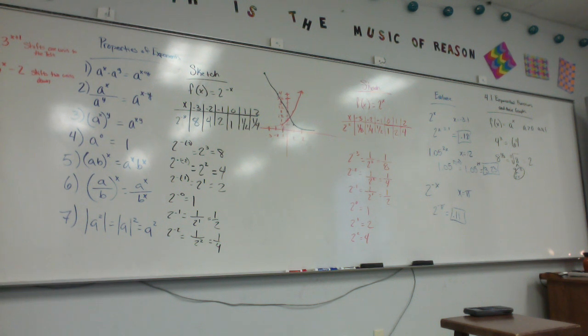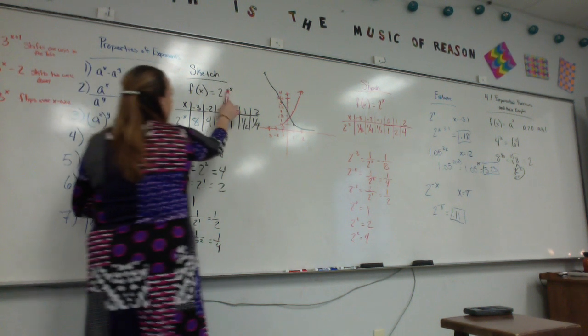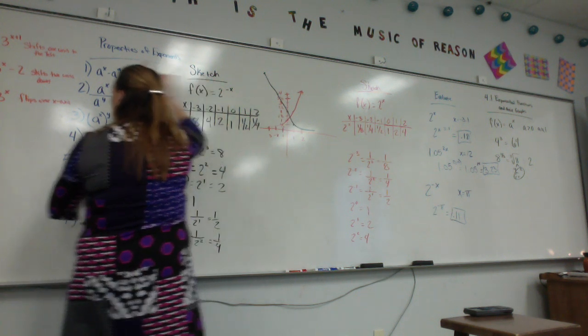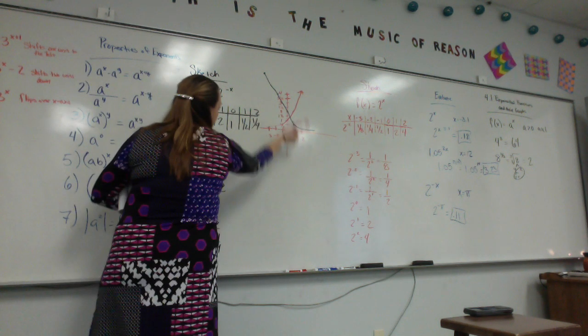Okay, what happens if I have f of x equals negative 3 to the x power? What does that negative out in front do? It flips it over the x-axis. Because remember, if it's with the exponent, it flips over the y. If it's outside of here, multiplied in, it's going to flip it over the x-axis.